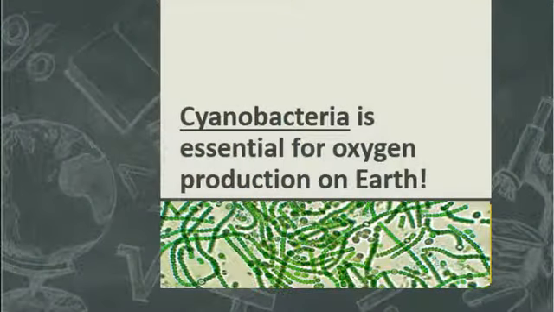All right, cyanobacteria. That's the next big word you're writing. Cyanobacteria is essential for oxygen production on Earth. It's usually called blue-green algae, but the truth is it is not algae, it is a bacterium. It's a eubacteria. It is very common. It produces over 85% of the oxygen we breathe.